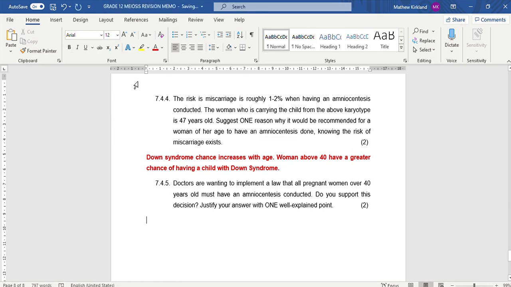Okay. Then the last question, and I'm going to finish off here. Doctors are wanting to implement a law that all pregnant women over 40 years old must have an amniocentesis conducted. Do you support this decision? Justify your answer with one well-explained point.